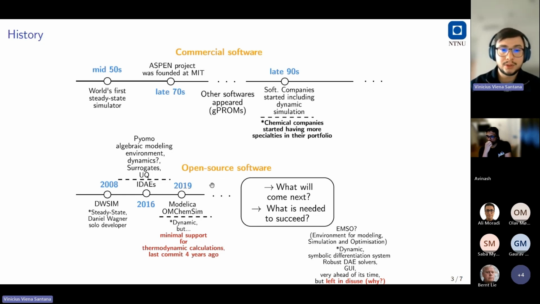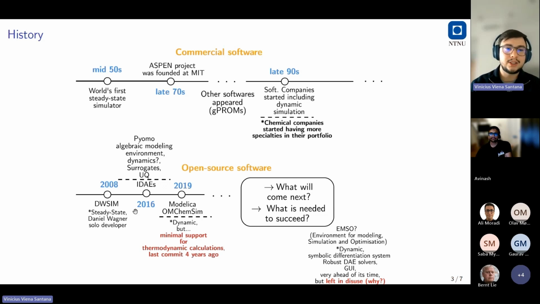In terms of open source software, process simulation can be mapped, I would say, to 2008. Of course, I haven't included all the players here, but I have included probably the most popular ones. The first one I know of is DWSIM, which was made for steady-state simulation by Daniel Wagner, who is a Brazilian guy. As far as I know, he's the only developer of this library, and the name of the library comes from his name, Daniel Wagner.